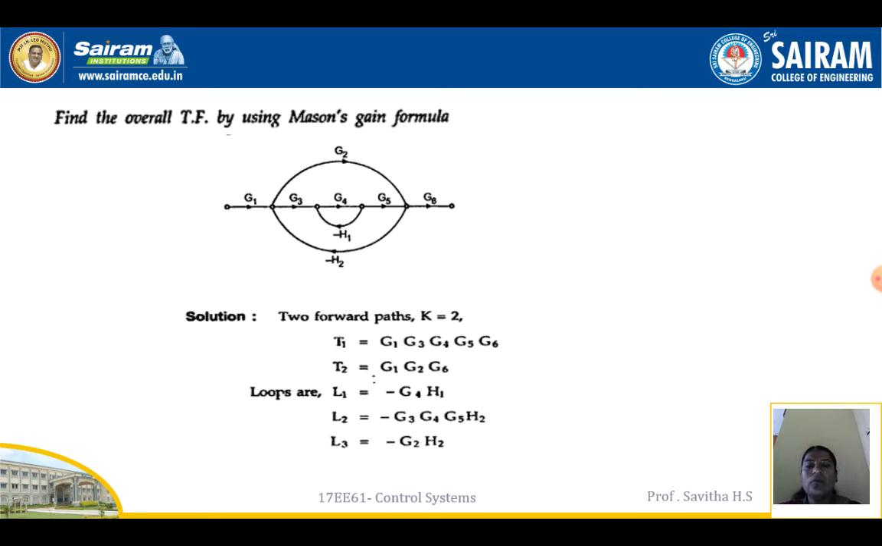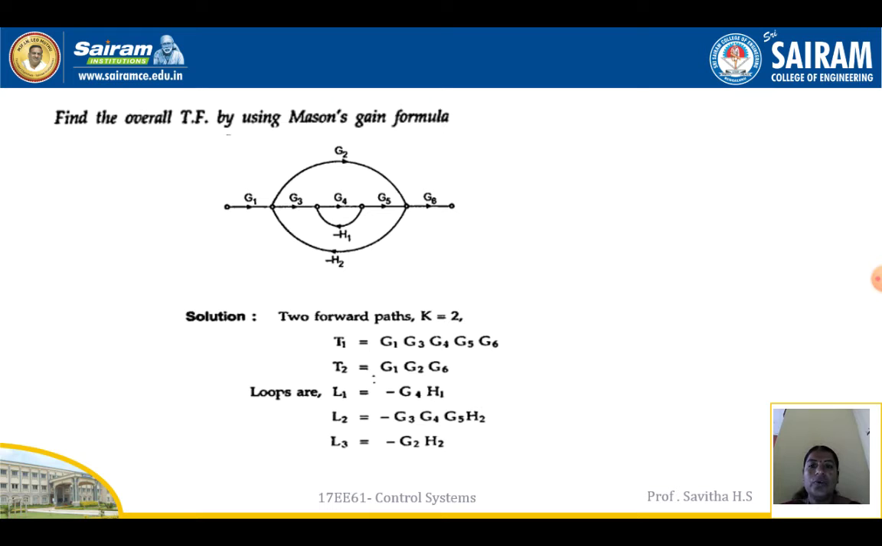Find the overall transfer function using Mason's gain formula. So the diagram is given above. Solution: first we need to find out how many forward paths are there in the diagram. If we see the diagram, we have only two forward paths, so the k value will be 2.